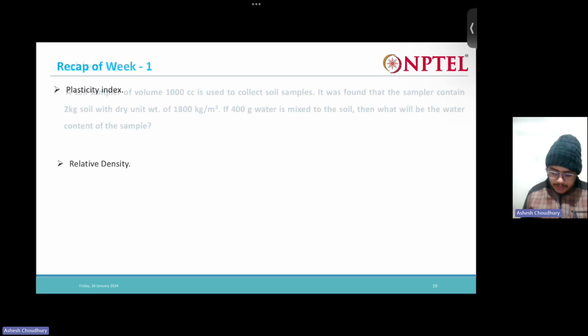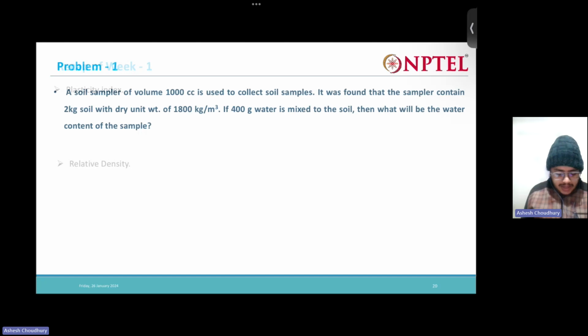So the first question: a soil sampler of 1000 cc is used to collect soil samples. It was found that the sampler contains 2 kg soil with dry unit weight of 1800 kg per meter cube. If 400 gram of water is mixed to the soil, then what will be the water content of the sample? We need to find out.